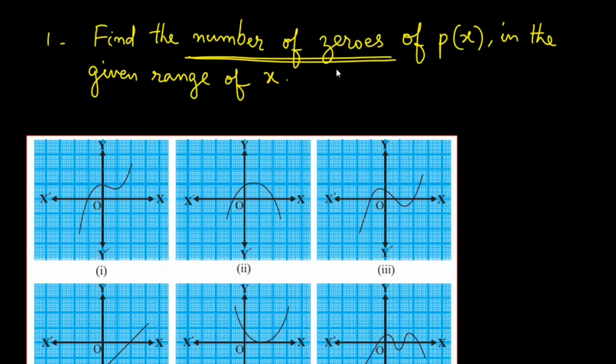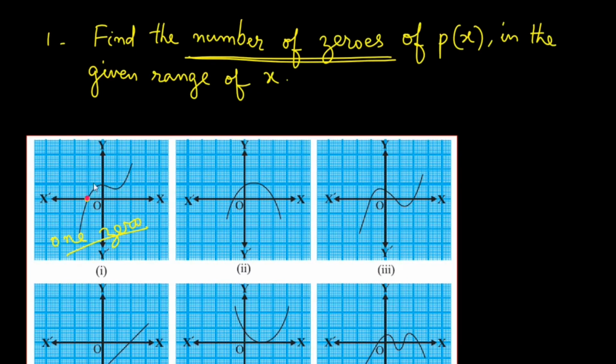The number of zeros can be seen by identifying the number of intersecting points of the curve with the x-axis. This curve is intersecting x-axis at only one point. So this has only 1 zero. This is intersecting at only one point.